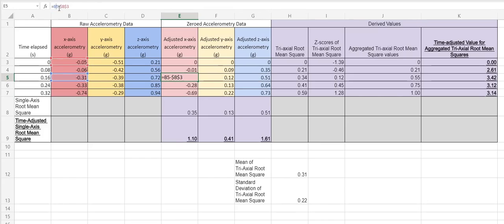As you can see in the formula panel, the cells take the corresponding raw values for each time point and offset them by the initial corresponding values at time point 0.